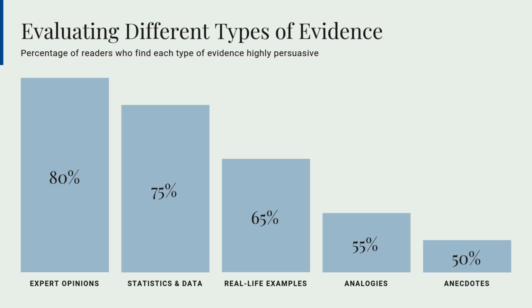Not all evidence is equally persuasive. Some types of evidence are more effective depending on your audience and the context of your argument. For instance, statistics and data tend to be highly persuasive for most readers because they provide concrete, objective facts. Expert opinions are also compelling because they come from individuals who are authorities on the topic. Real-life examples and analogies can help clarify complex ideas and make them more relatable. It's important to evaluate the strengths and weaknesses of each type of evidence and choose the most convincing for your argument.